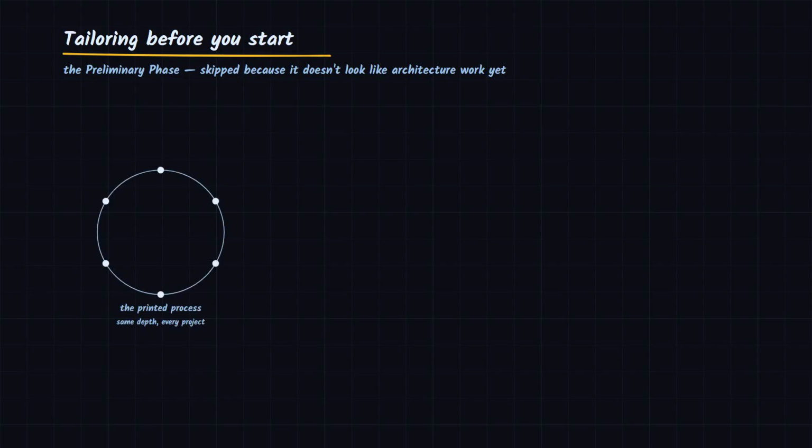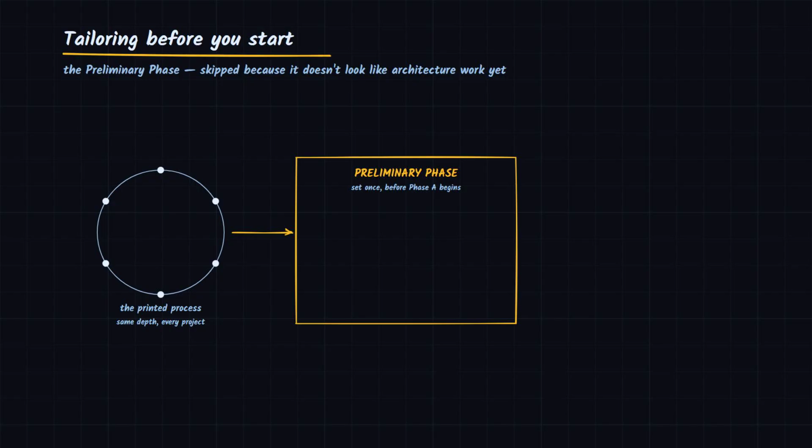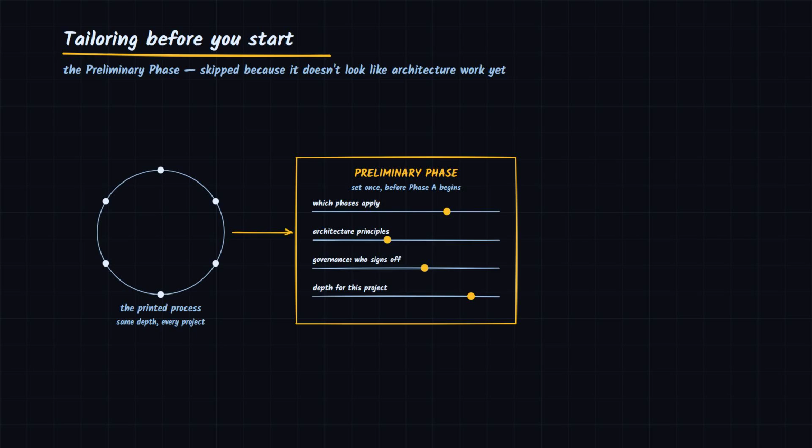Before any of those phases start, there's a preliminary phase, and it's the one almost everyone skips because it doesn't look like architecture work yet. This is where you tailor the framework to the actual engagement. Which phases genuinely apply here? What your architecture principles are, the rules that make later decisions faster instead of relitigated every meeting, who governs a decision and at what level of detail.